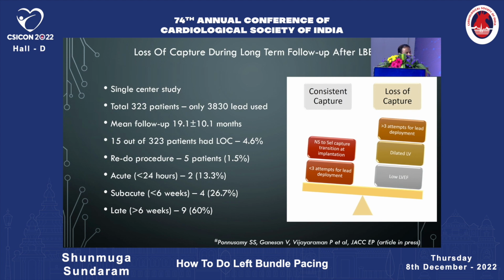The need for redo procedure is 1.5%. This is probably little more than RV pacing, but it's definitely less than His bundle pacing. But the most important thing to look for is that more than 6 weeks out, almost 60% of the patients had loss of capture. In fact, we had one patient where the capture was lost after 2 years. We had to extract the lead and put a new lead in the left bundle.